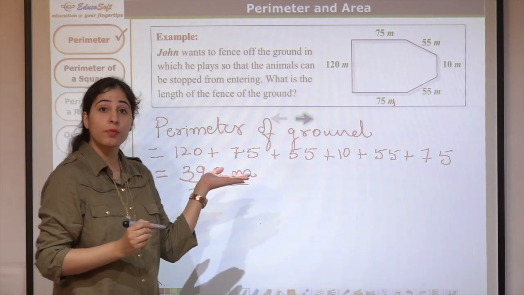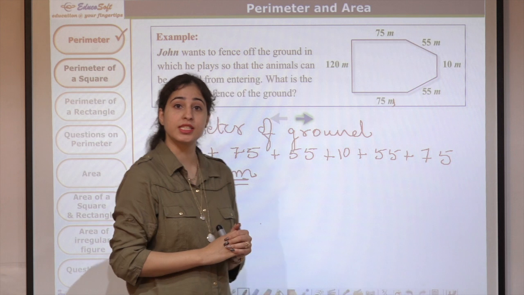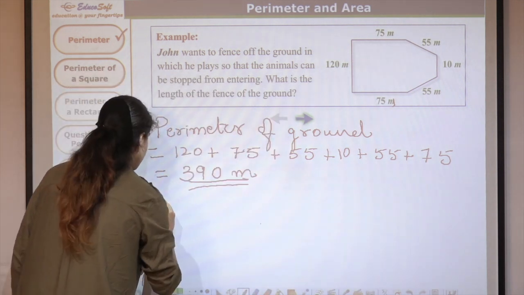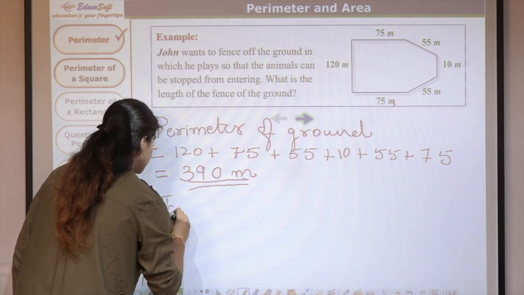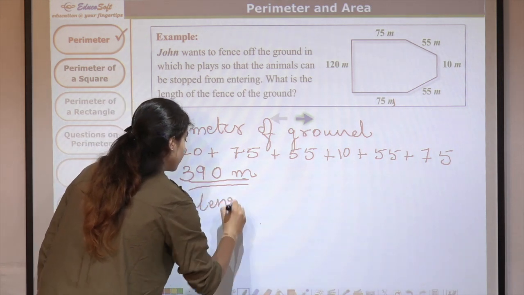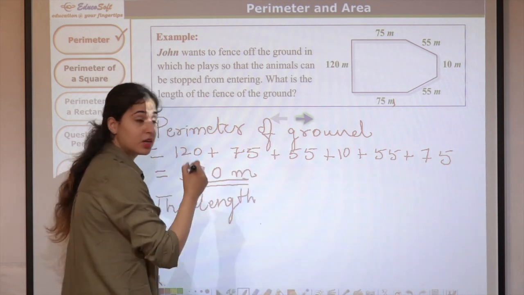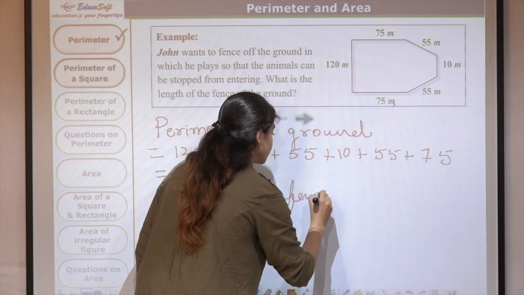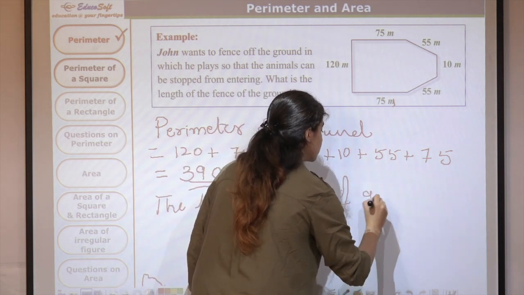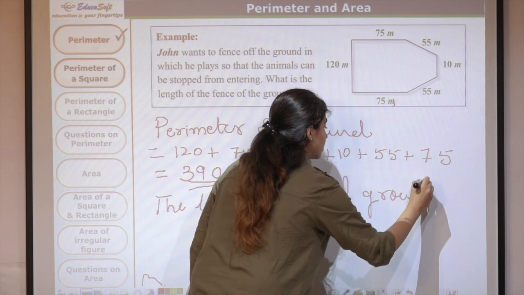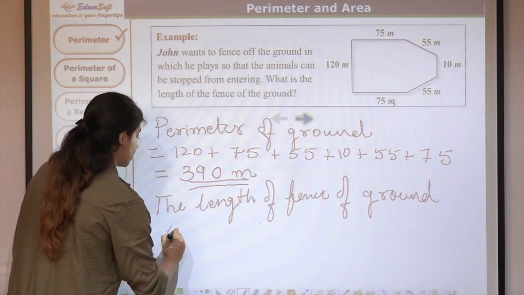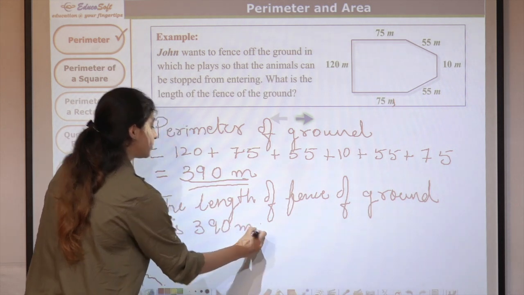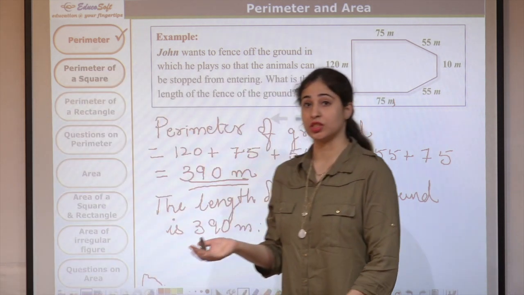Since this is a word problem, we have to write the final statement. What is the length of the fence of the ground? The length of the fence is the perimeter, which we have just found. The length of the fence of the ground is 390 meters. So, we are through with the solution.